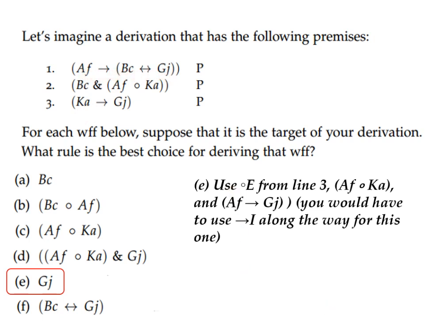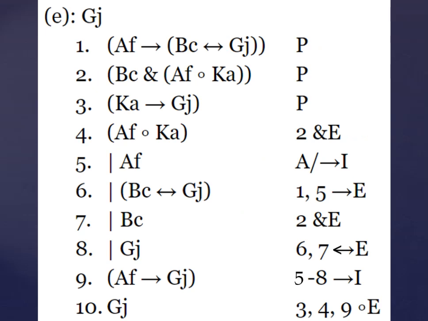And so what we're going to end up having to do then is get 3 things, all right? So we're going to get line 3, we're going to get this, and then we're going to get this. Now you would have to use arrow introduction along the way to do this one, and I'll just show you what it looks like. It looks like that.